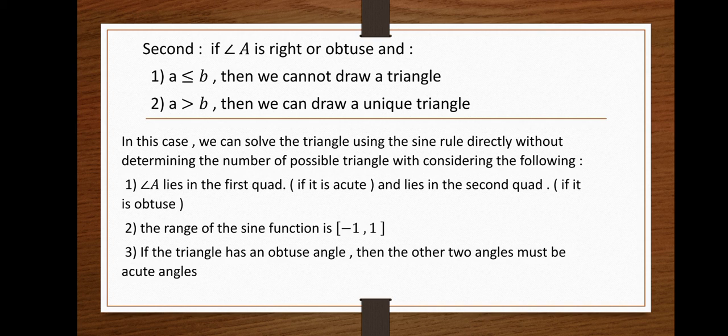We consider them as the following. Angle A lies in the first quadrant if it's acute, and lies in the second quadrant if it's obtuse. The range of the sine function is the closed interval from -1 to 1. If the triangle has an obtuse angle, then the other two angles must be طبعا acute angles.